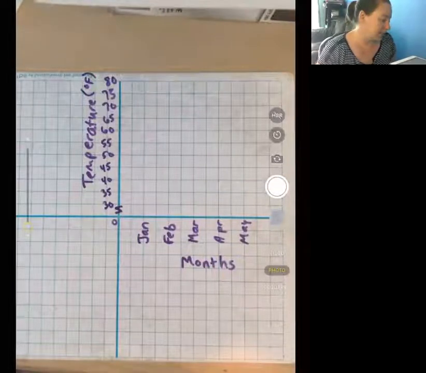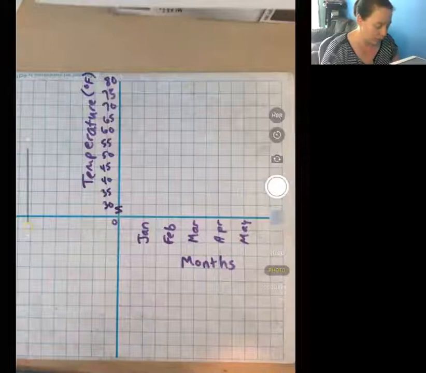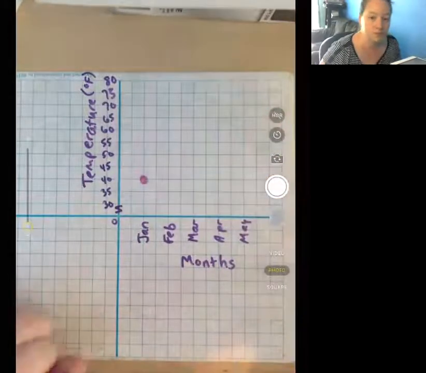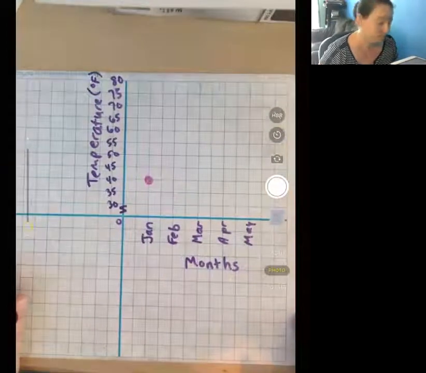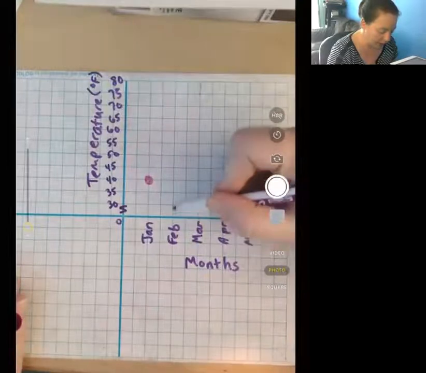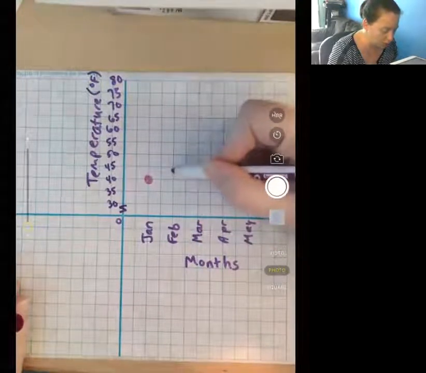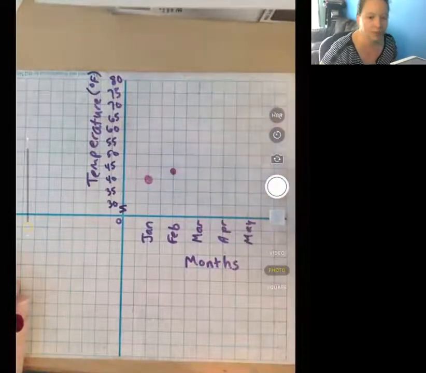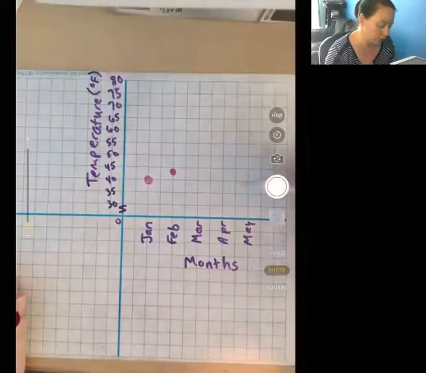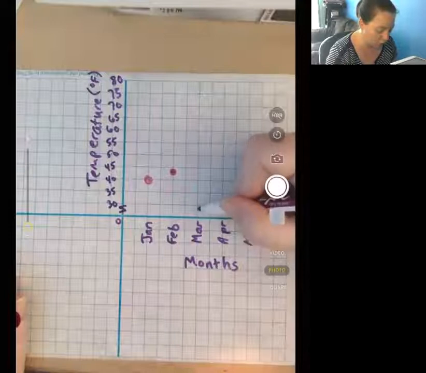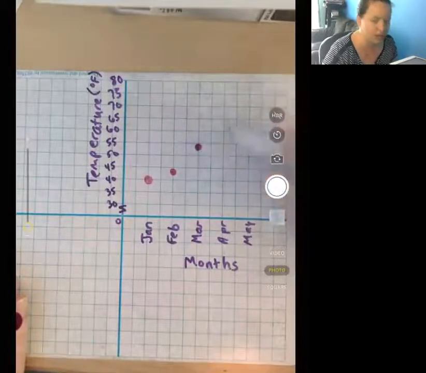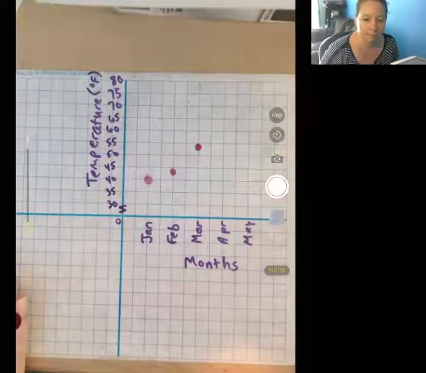All right, so let's look and see what it says. In January, it was 40 degrees. So I go up in January, I go up to 40, and I make a mark. In February, it was 44 degrees. In February, I go up to just below 45, and I make a mark. In March, it was 54 degrees. I go over to March, and then I go up to just below 55, and make a mark.